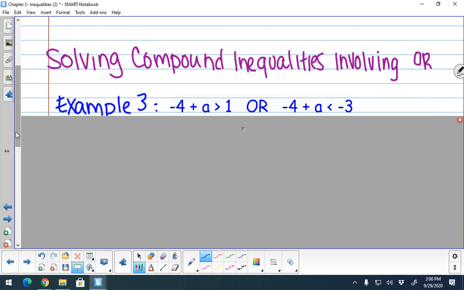Okay? So go ahead and put this mini heading again. If you need to put a highlighter or a circle around it so you know, if you're starting a page, whatever the case may be. So we're now going to solve compound inequalities involving or. Involving the or.